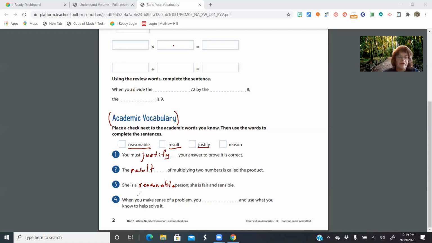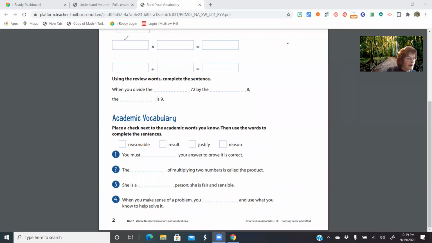And let's go to number 4. When you make sense of a problem, you reason and use what you know to help solve it. There we go. Now we have finished page 2. So if you need to pause and write your answers in, that's fine. You can watch this video as many times as you would like. All right.